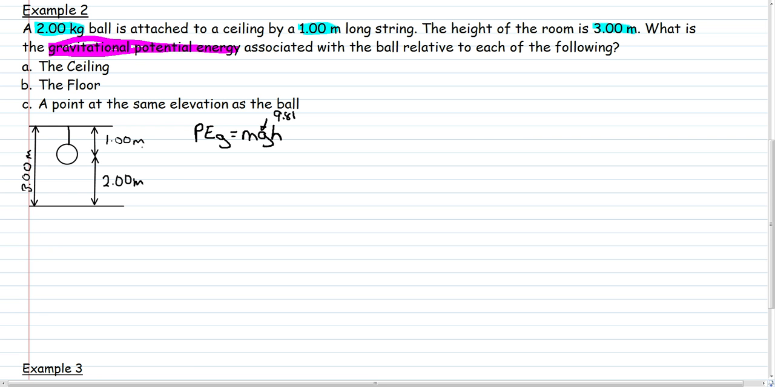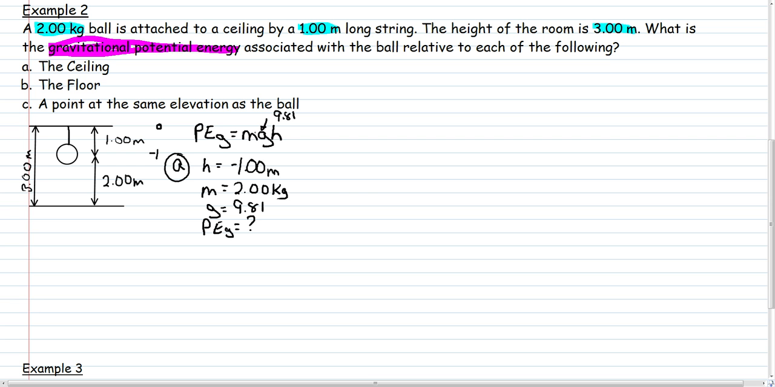So in order to calculate A, let's look at problem A, the reference to the ceiling. That means that my ceiling is my 0 mark. So if this line right here is 0, then the ball is going to be 1 meter down, or -1 meters. So my height is going to equal -1.00 meters. My mass equals 2.00 kilograms, and g equals 9.81. And I want to know good old PEG, my gravitational potential energy.